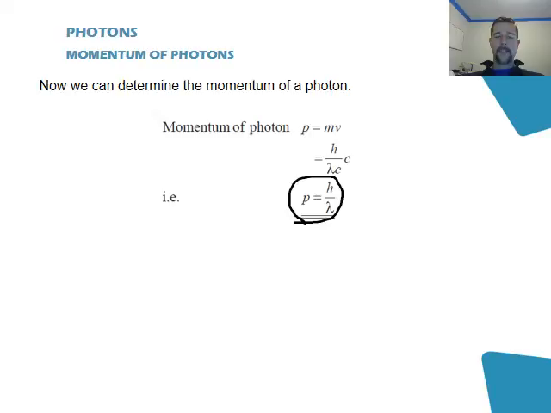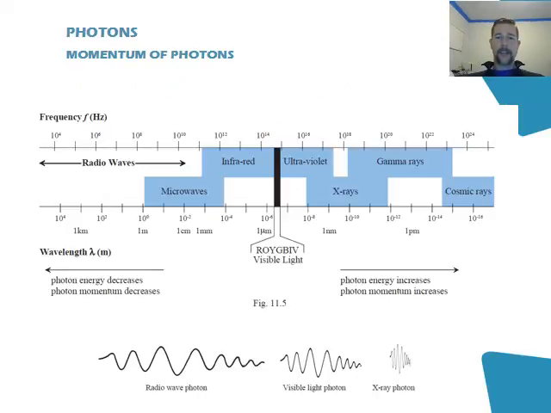Now the interesting thing about this equation is that we can see every particle has a wave characteristic, but it is only evident when the mass of the particle is extremely small, such as that of a photon. Looking at the previous equation and this diagram, we can see that as the energy of a photon increases, the momentum of the photon also increases.